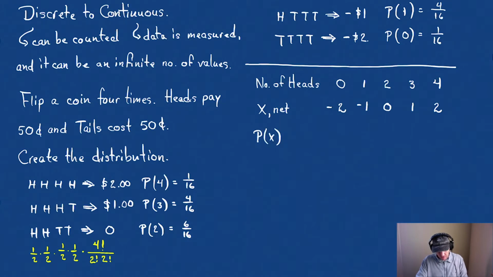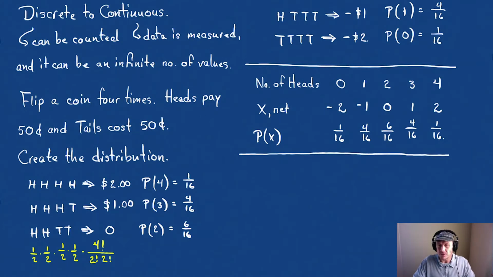So the probability of 0 heads is 1/16. Probability of 1 head is 4/16. Probability of 2 heads, I'm sorry, is 6/16. Then the probability of 3 heads or making $1 is 4/16. And finally, the probability of 4 heads or making $2 is 1/16. Okay, and there's my probability distribution.